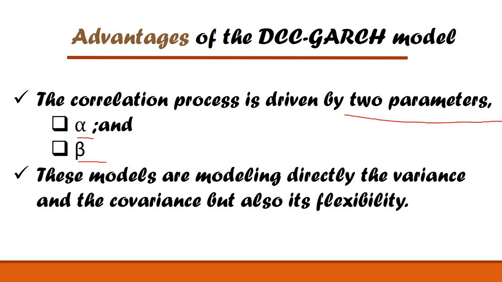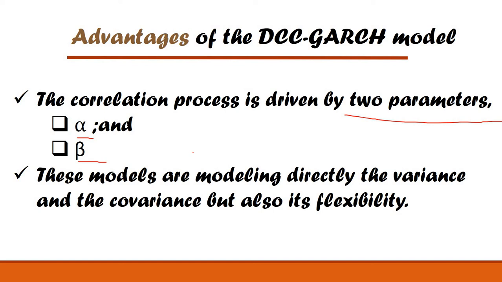Now, we already know that the DCC-GARCH model is a multivariate GARCH model, and in a multivariate GARCH model we study more than one variable. That means we can study the relationship between two variables, three, or even 10 variables. But here you see that the DCC-GARCH model is driven by only two parameters. That means the number of parameters to be estimated for conditional correlation does not depend on the number of variables.